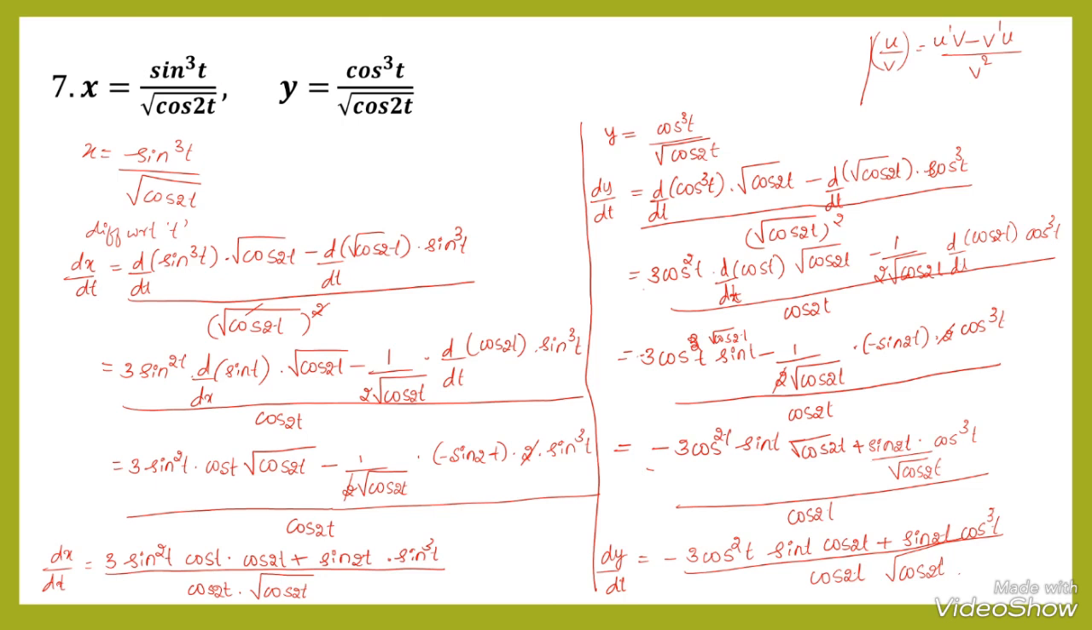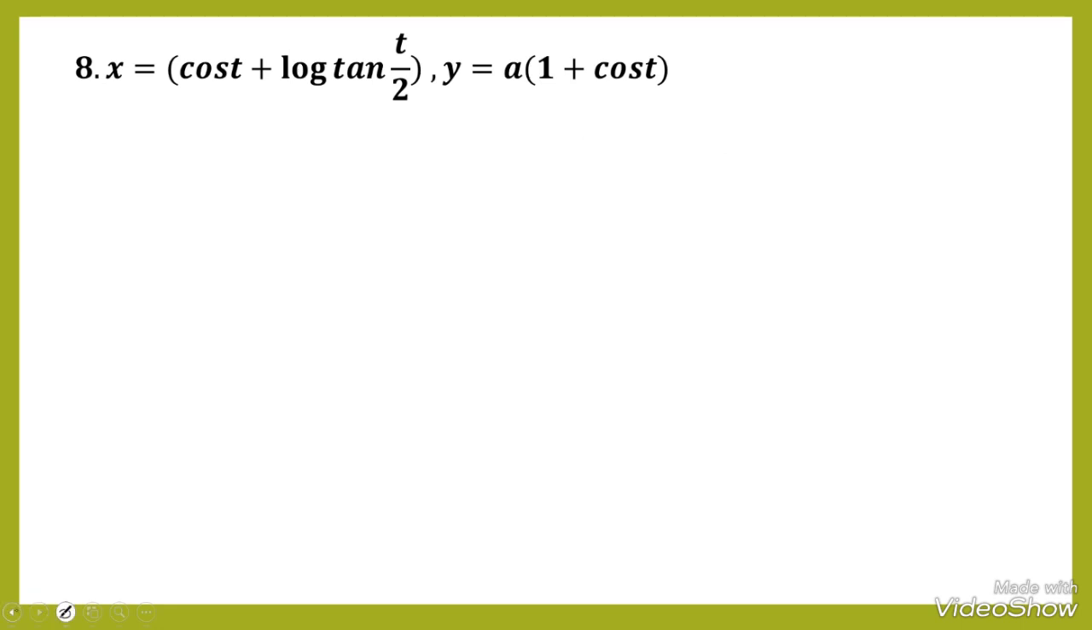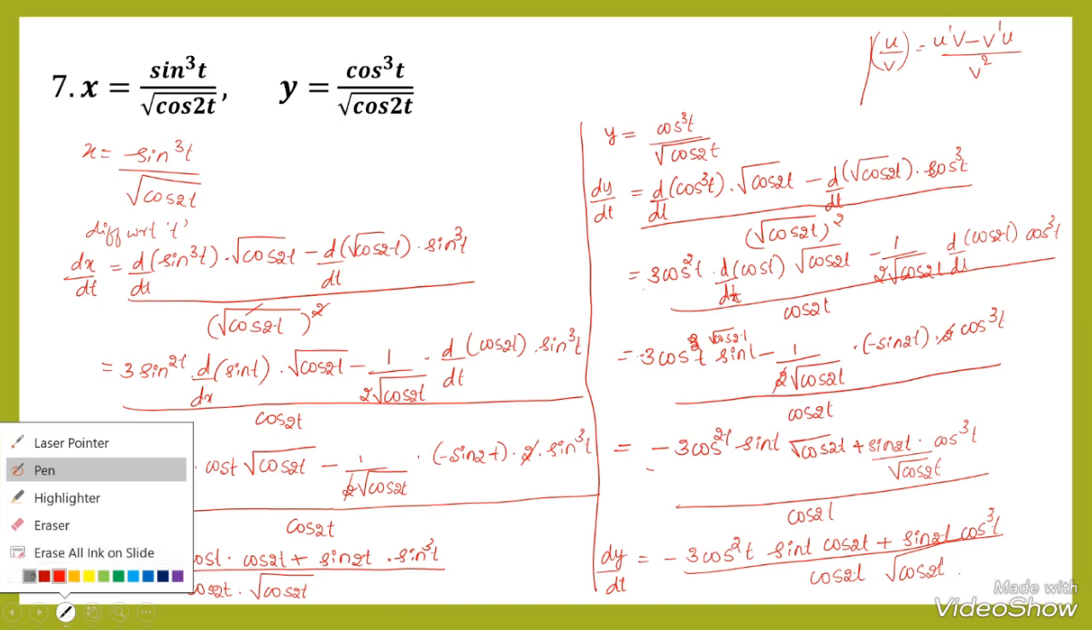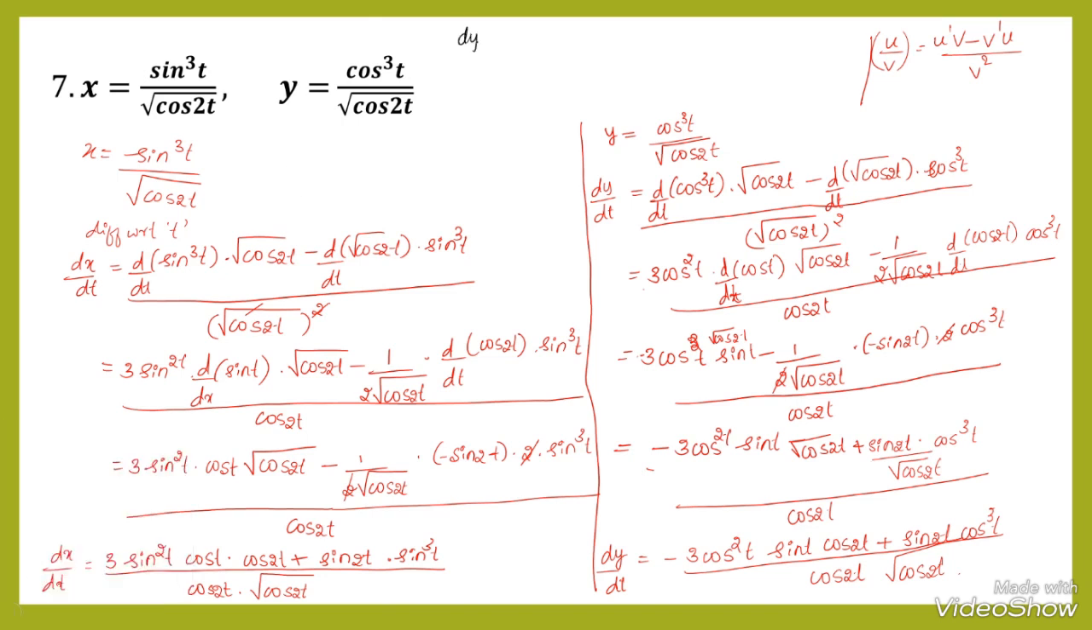Then we have to calculate dx by dt. Now dy by dx becomes dy by dt divided by dx by dt. Here we have to substitute the dy by dt equation and also the dx by dx equation. In this equation, we get the answer. This is the solution of the given problem. Okay, you have to substitute and find the answer.